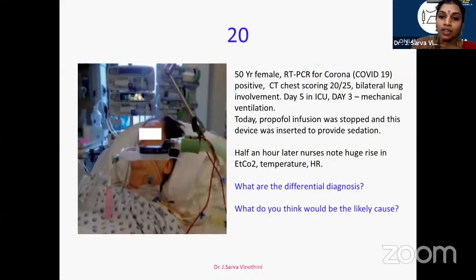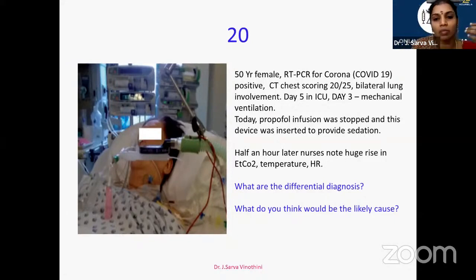We have a 50-year-old female who's COVID positive, who had a CT score of 20 by 25. It is day 5 for her in ICU and day 3 of mechanical ventilation. Today, they have stopped the propofol infusion, and this device was inserted to give her sedation. Half an hour later, the nurses note a huge rise in the EtCO2, temperature, and heart rate. What are your differential diagnoses, and what do you think will be the likely cause?